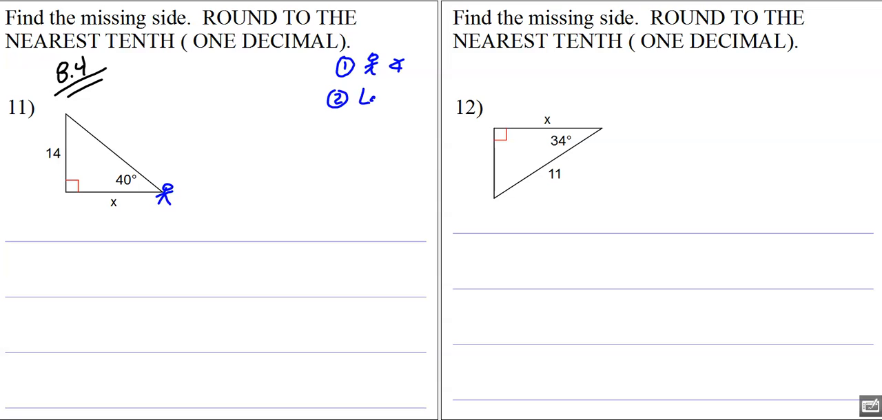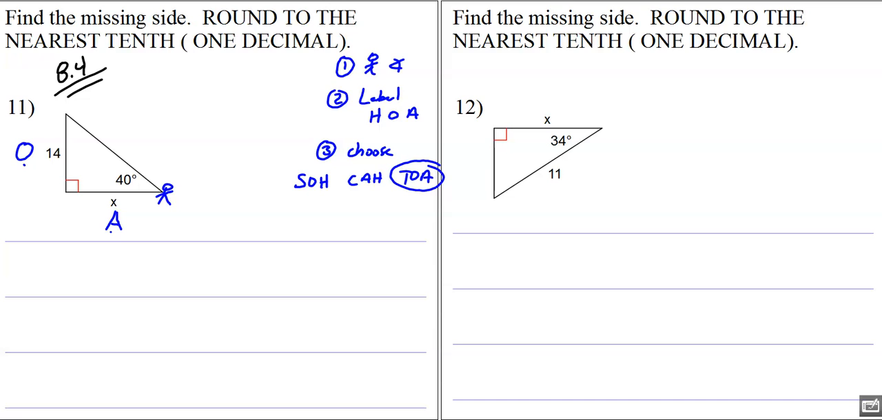Step 2 is you need to label H, O, and A, whichever two you have. So I have the opposite side, and I need the adjacent side. So there's no sense in writing hypotenuse. I'm not interested in that. So now, step 3 is I need to choose which one to use. SOH, CAH, or TOA. And since I have O and A, I need to use TOA.